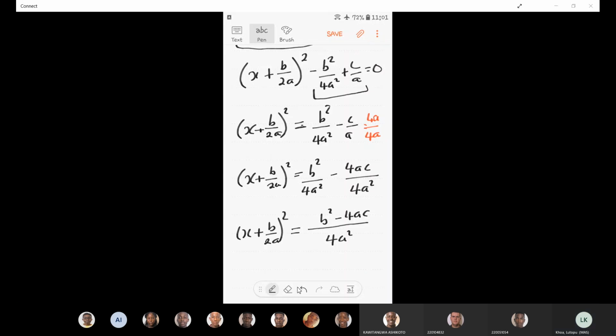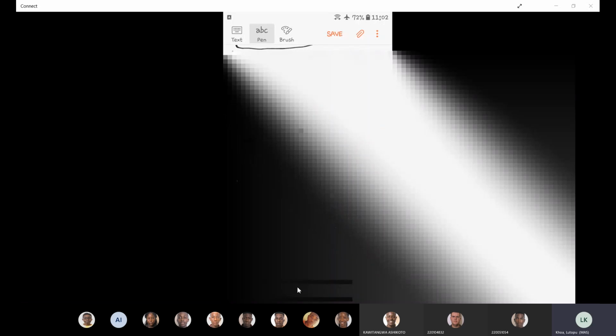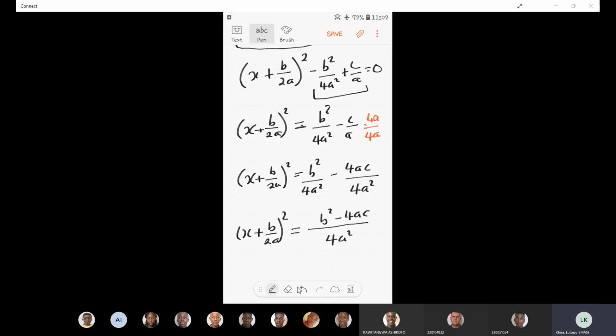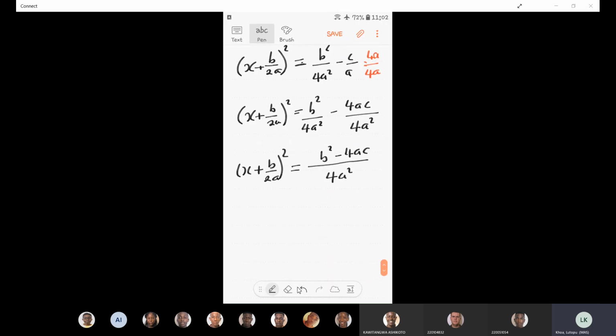So remember what I am doing. I want to make x the subject of the formula. So we've done questions like this where we're changing the subject of the formula. Here x plus b over 2a squared is the subject. So to get rid of the square, I take plus or minus the square root on both sides. So if I take plus or minus the square root, I end up with x plus b over 2a equal to plus or minus the square root. It's a big square root because it's the entire fraction that is under the square root.